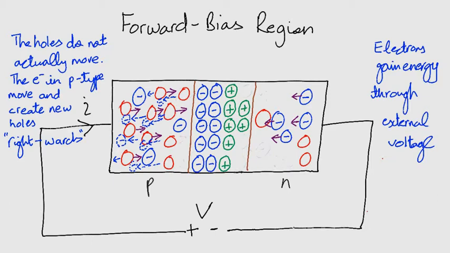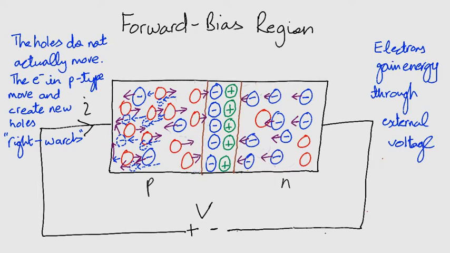This is important to understand. The holes move to the depletion region and neutralize some of the negative charge there. In reality, this is caused by more electrons leaving for the positive side of the voltage. Remember that holes do not move, only electrons do. This neutralizing of the depletion region causes the region's width to decrease. This also causes the barrier voltage to decrease.